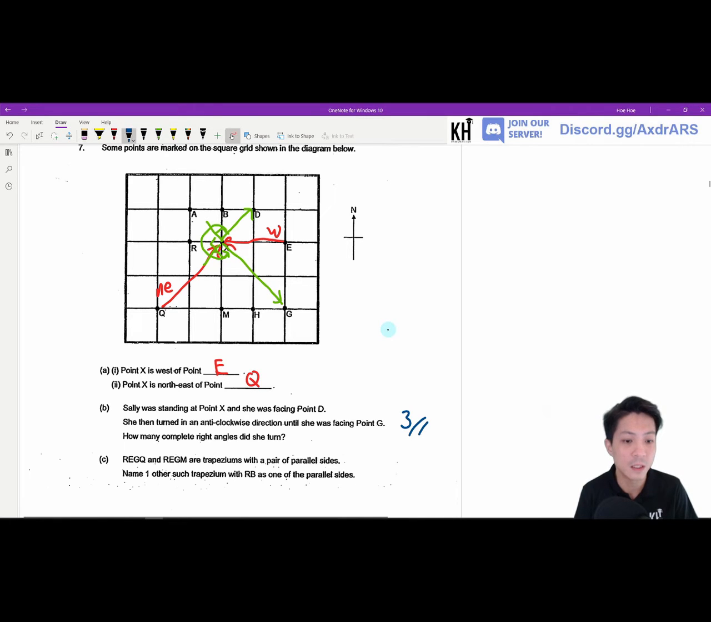Part C, REGQ and REGM are trapeziums with a pair of parallel sides. Name one such trapezium with RB as one of the parallel sides. I'm going to erase all this marking first because it's a bit messy. Where's REGQ? REGQ, and REGM.